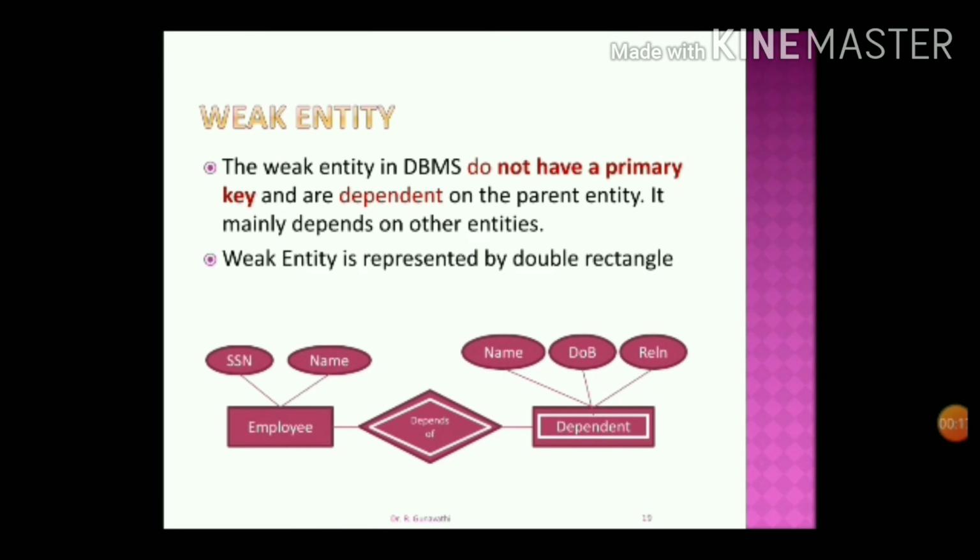For example, in a concern, the employer would give PF for the employee. So, the employee should give a nominee name. In this, the nominee is dependent on the parent entity. Once the employee quits the job, the nominee details are no longer kept in the concern.